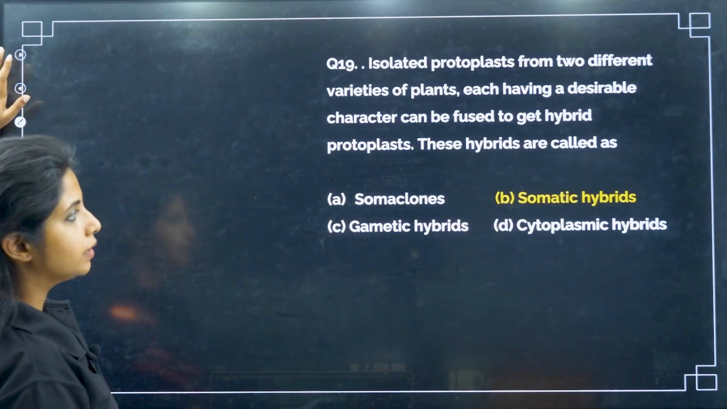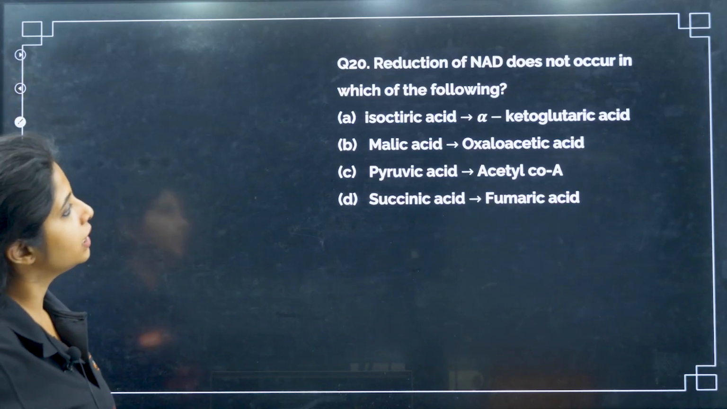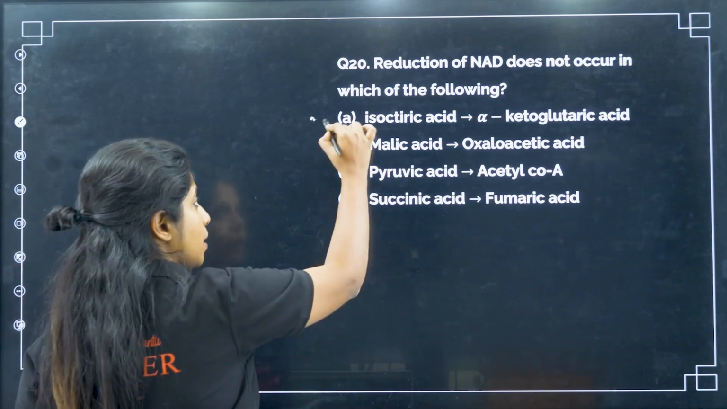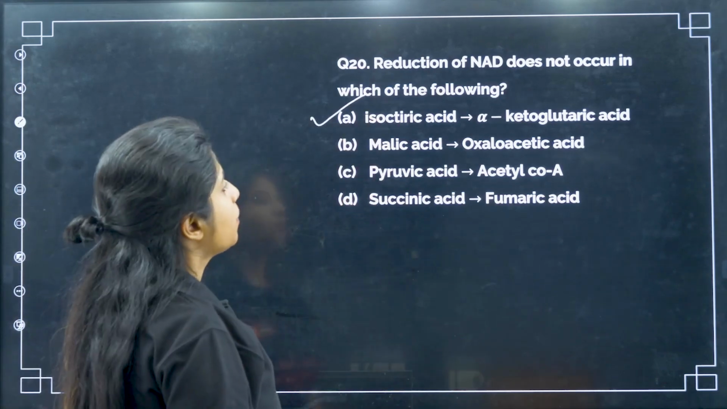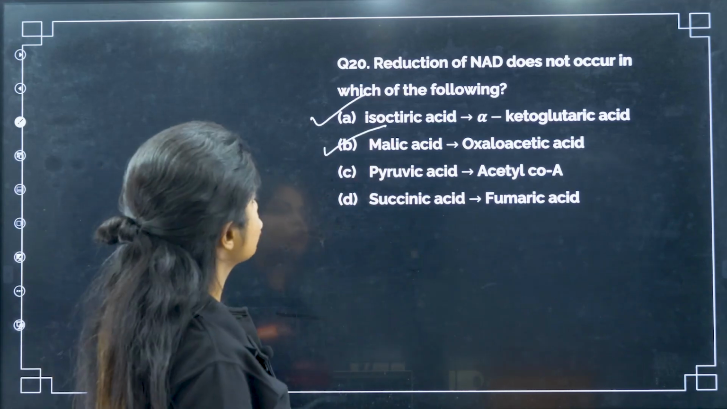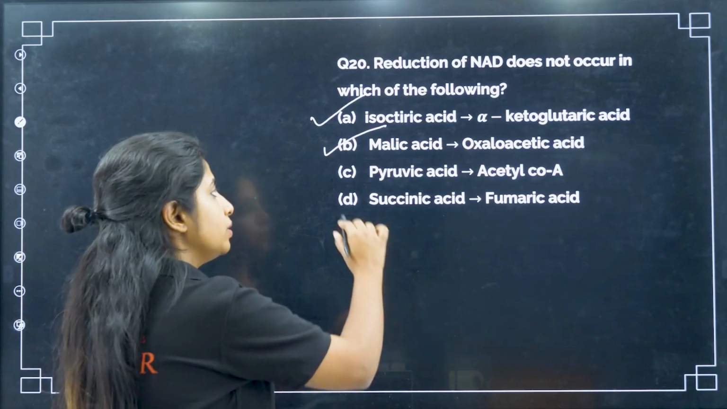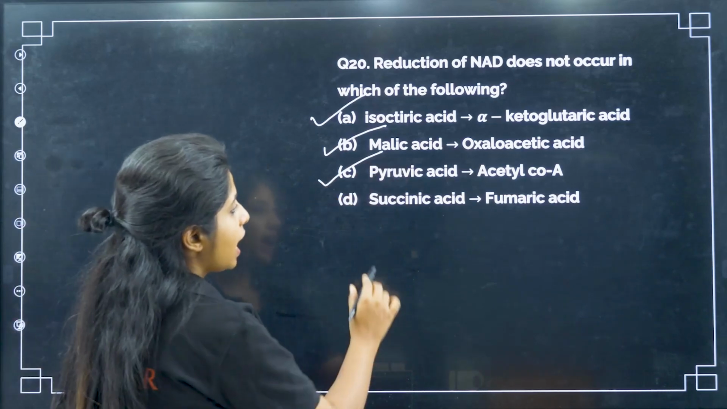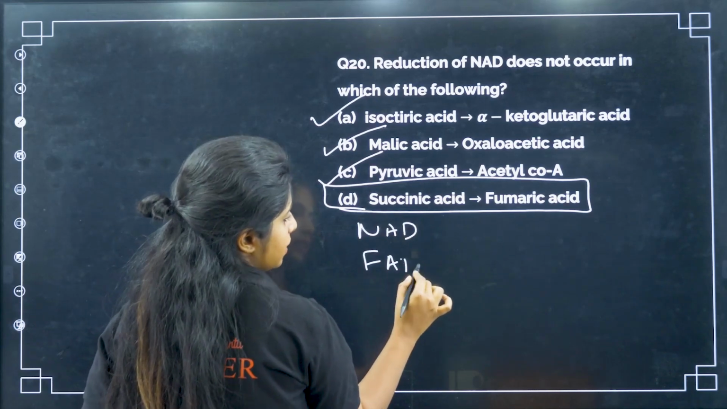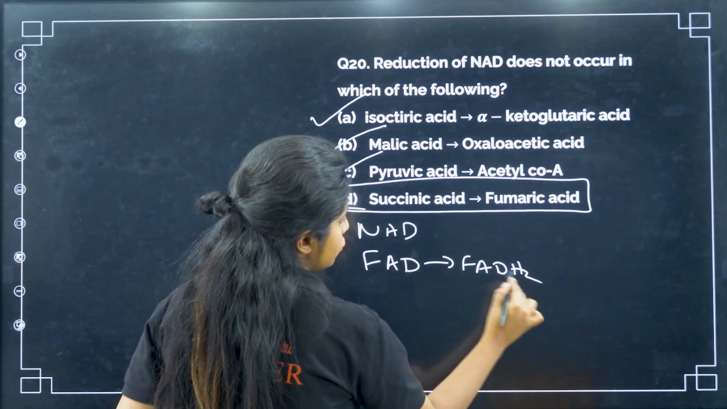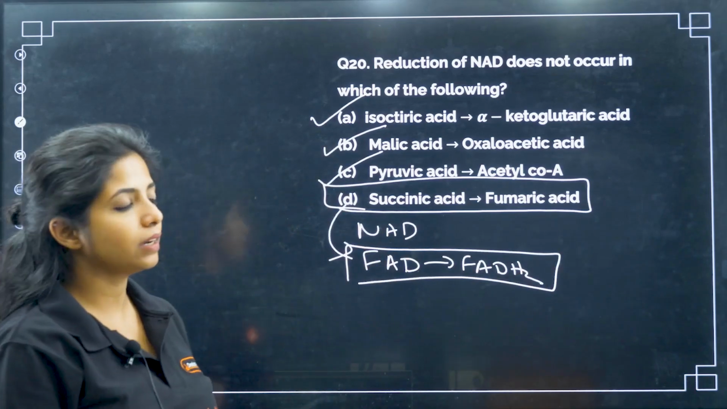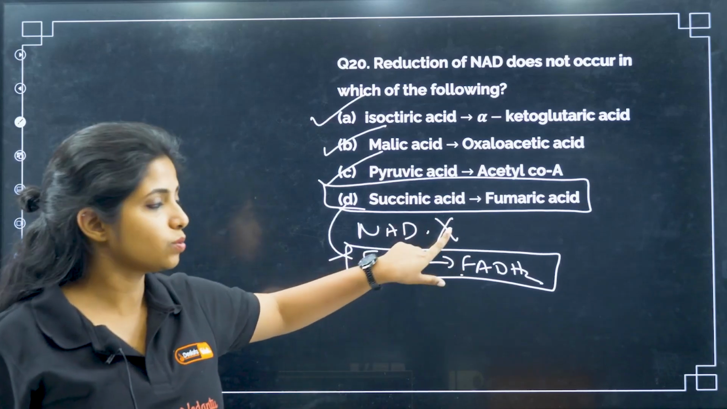Cool. Next, reduction of NAD does not occur in which of the following? Isocitric acid to alpha ketoglutarate, there reduction happens. NAD converts into NADH. Malic acid to oxaloacetate, here also reduction happens, NAD to NADH. Pyruvic acid to acetyl CoA, here also reduction happens. Succinic acid to fumaric acid, here it is not NAD which is getting reduced, but FAD that gets reduced to FADH2. Always remember this in the case of succinate to fumarate conversion, my dear children.